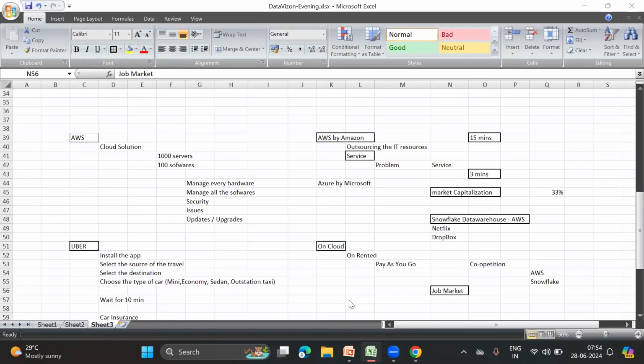Snowflake Data Warehouse is available on AWS, on Azure, and on GCP as well. Similarly, Databricks is also available. That technical part is okay, but coming to the business, Microsoft has acquired Snowflake, am I right? No, nobody has acquired the Snowflake Data Warehouse. Snowflake Data Warehouse is acquiring a lot of companies, that I can say.